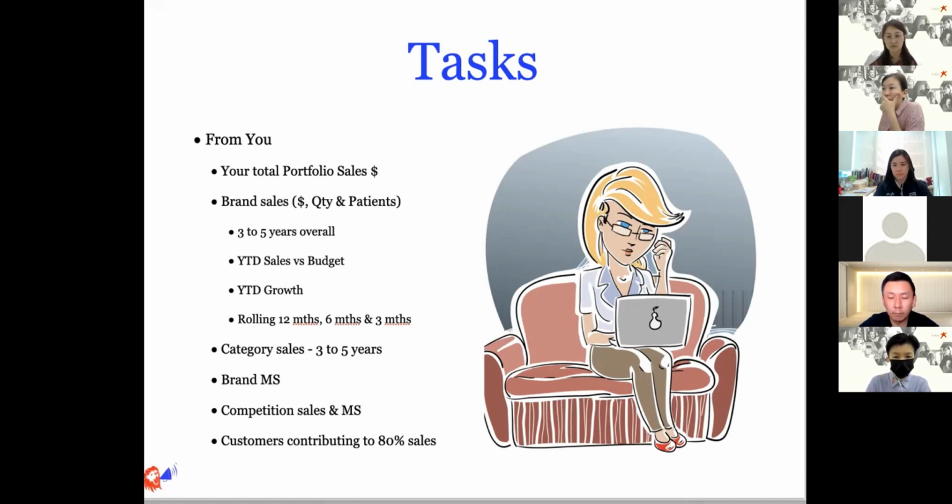Xue, when do you think you could have all this data so that we can have the next session? Next week. You just need until the category, right? I need all the way to the bottom: the brand market share, competition sales and market share, and of course your customers, who is contributing 80% of your sales, that list and all. Probably next week should be fine. Okay, Fiona, you've got 3 products there? Sure.